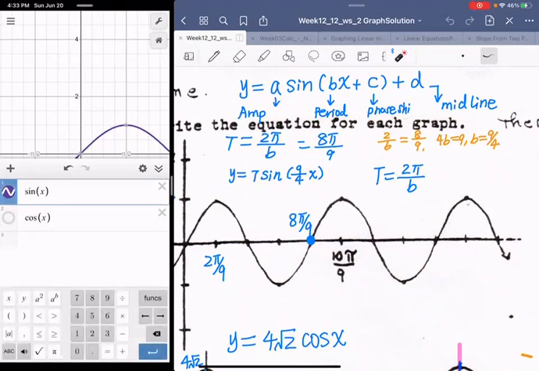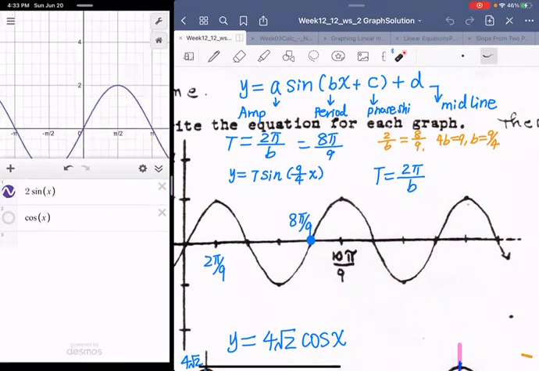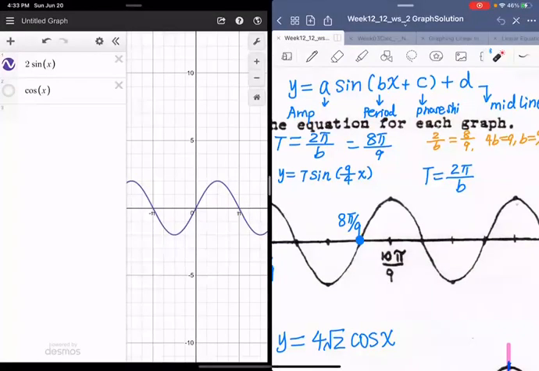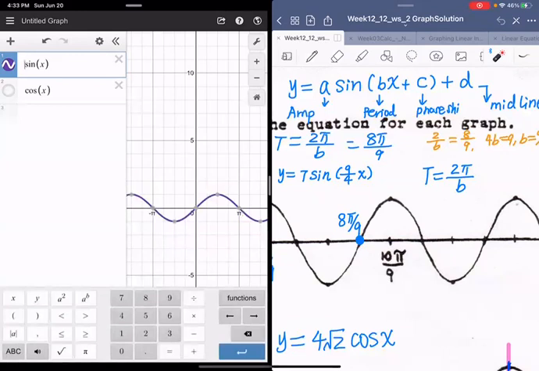So here, if I do 2 sine x, if I change this guy to be 2 sine x, then my amplitude changed to 2. Previously, if I don't have 2 here, my maximum is 1, my minimum is -1. After I put a 2 in front, my amplitude becomes 2. So A is called amplitude.